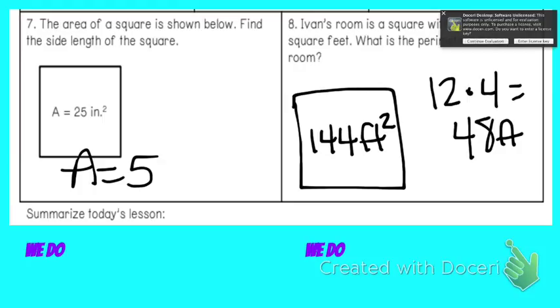Okay, go ahead and do problems 1 through 10 on page 1 of your homework agenda. If you have any questions, come see me.